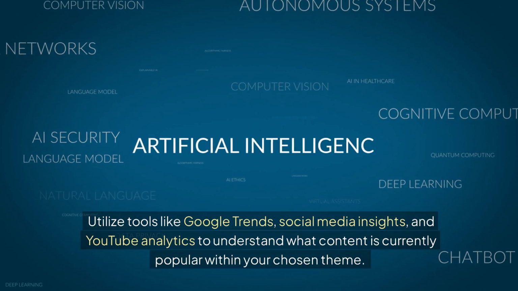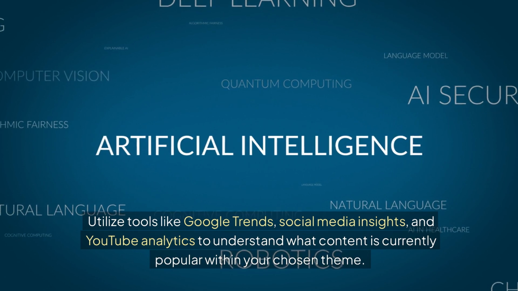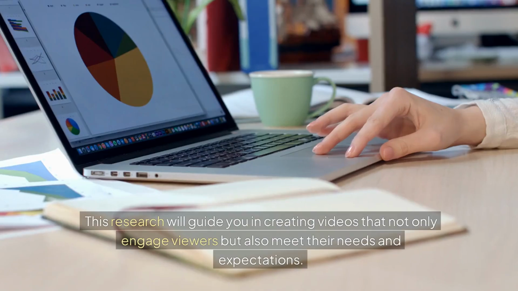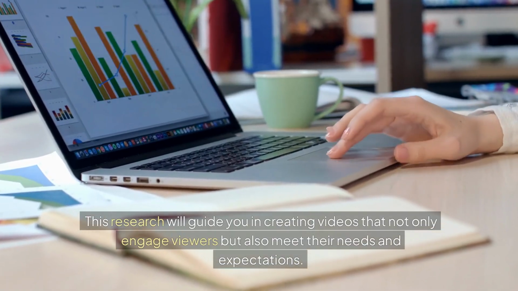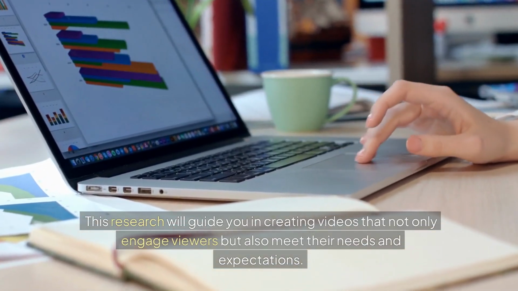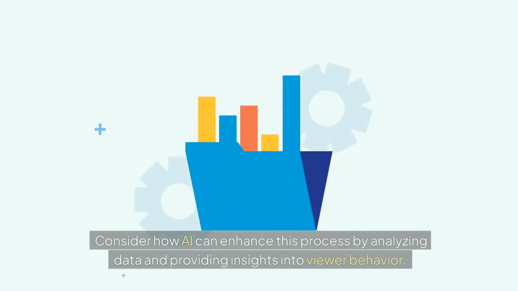Utilize tools like Google Trends, social media insights, and YouTube analytics to understand what content is currently popular within your chosen theme. This research will guide you in creating videos that not only engage viewers, but also meet their needs and expectations. Consider how AI can enhance this process by analyzing data and providing insights into viewer behavior.